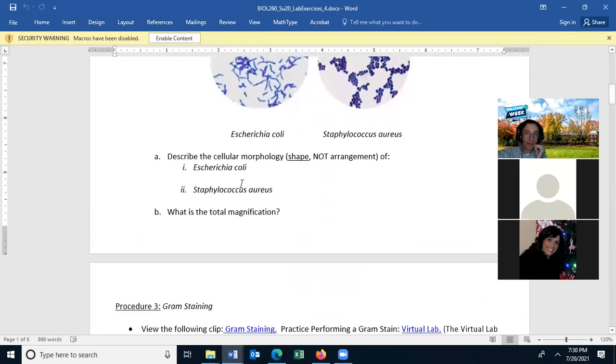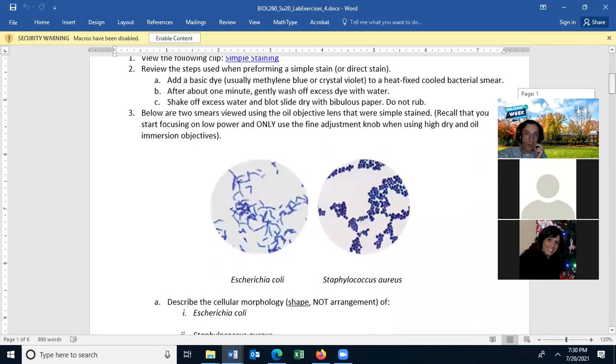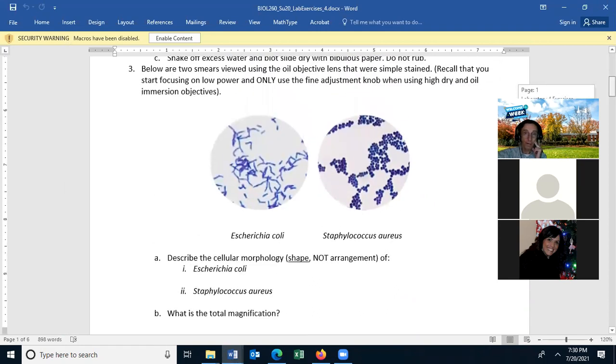So you do need to answer question procedure 2, question 3A1 and 3A2. You need to answer those 2 questions, and then 3B. Okay? So answer them in the worksheet and turn in the worksheet.